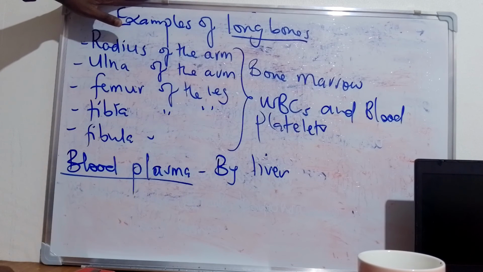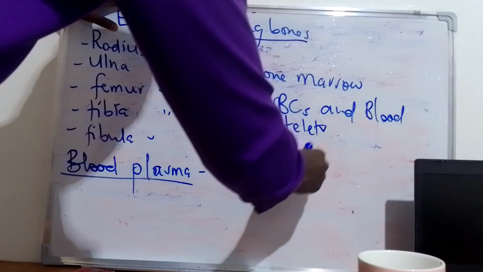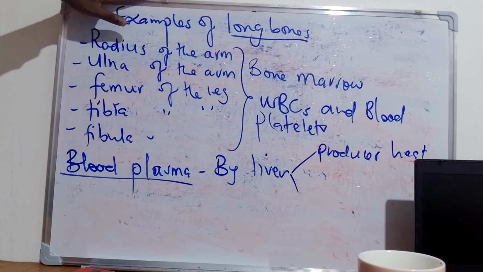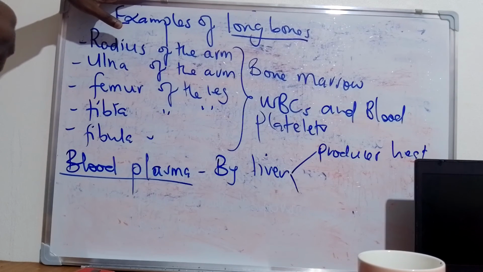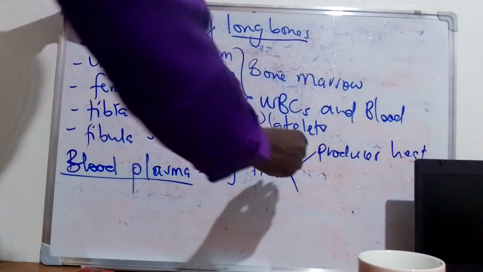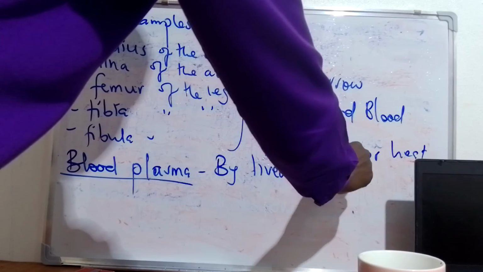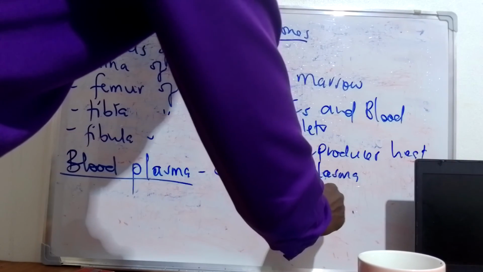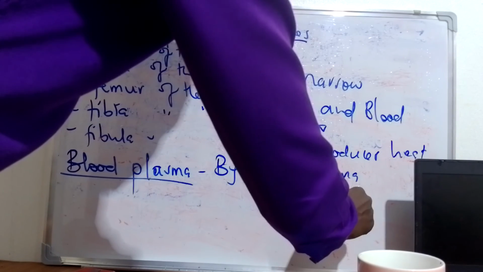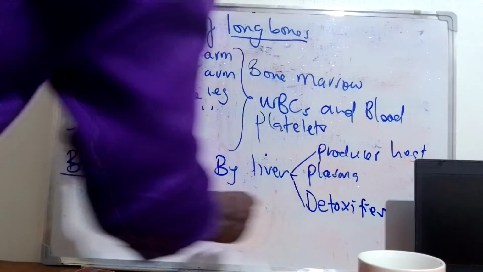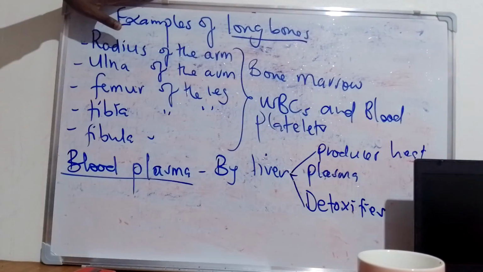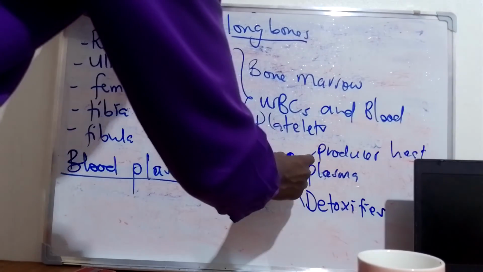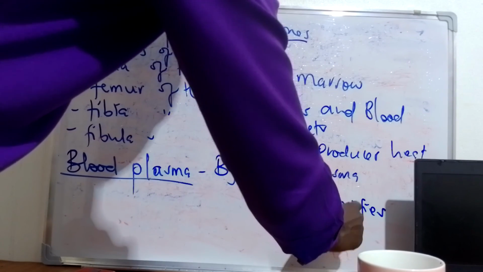While it is doing all that, we see the liver producing a lot of heat. This liver has a lot of functions. It produces heat because it is destroying excess blood cells to make bile. It manufactures plasma. The liver is a wonderful organ, detoxifies harmful substances in the body. Then it regulates blood sugar.